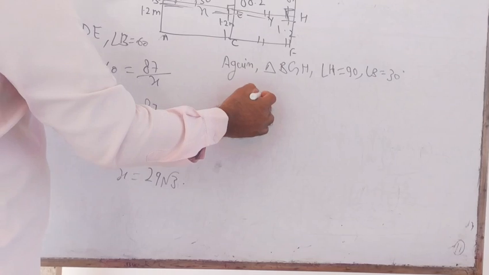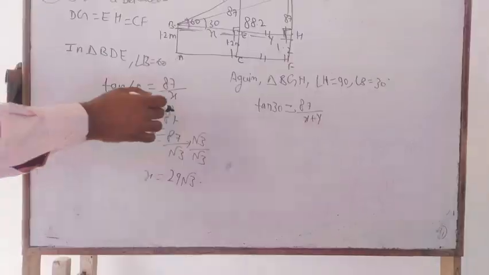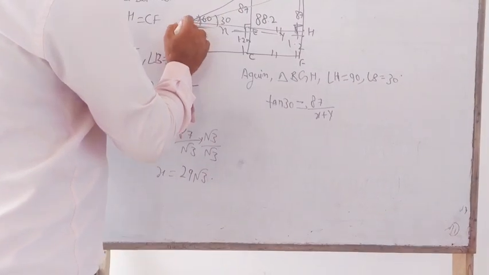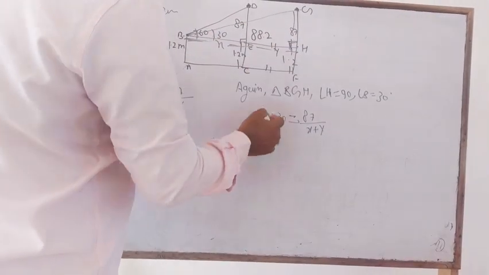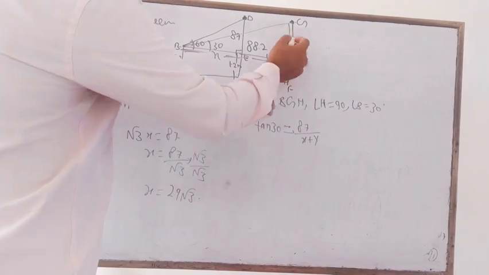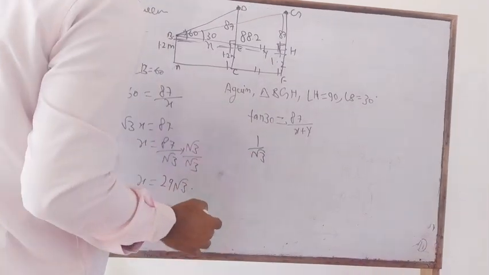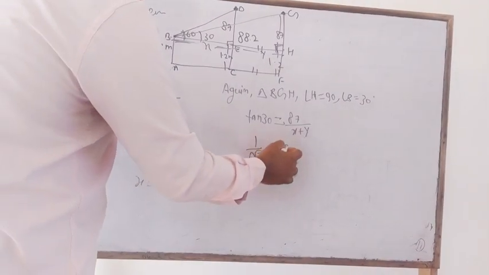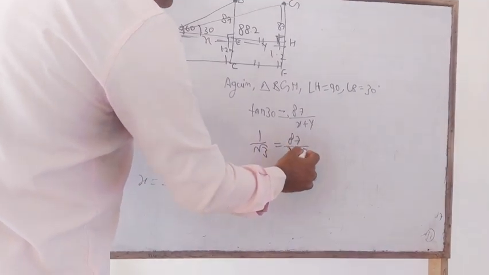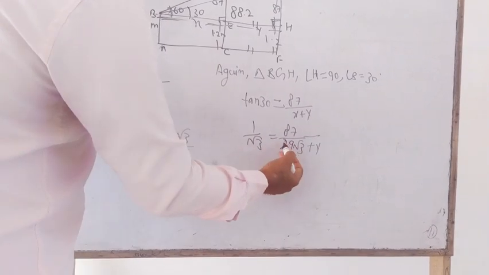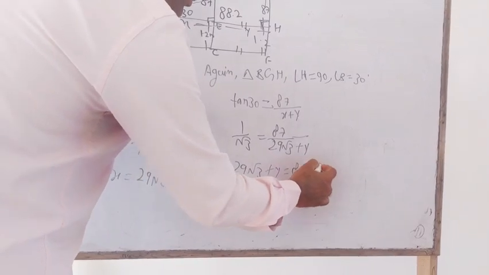Apply the tan rule. So tan 30 equals height 87 upon base. So in triangle BGH, angle H is 90 degrees and angle B is 30 degrees. Then tan 30 equals 87 upon x plus y. The value of tan 30 is 1 upon root 3, and x we already have, 29 root 3 plus y. Cross multiply: 29 root 3 plus y equals 87 root 3.